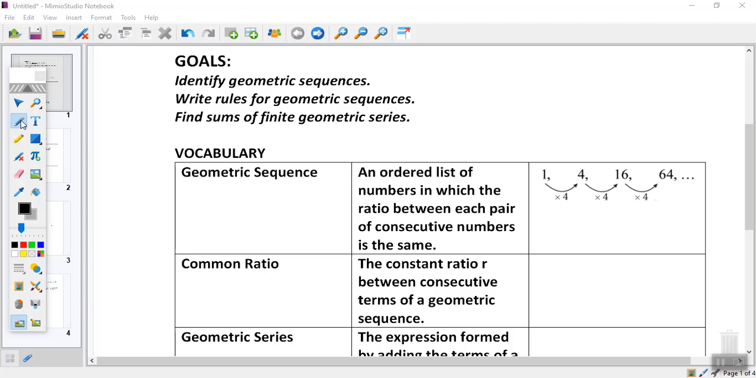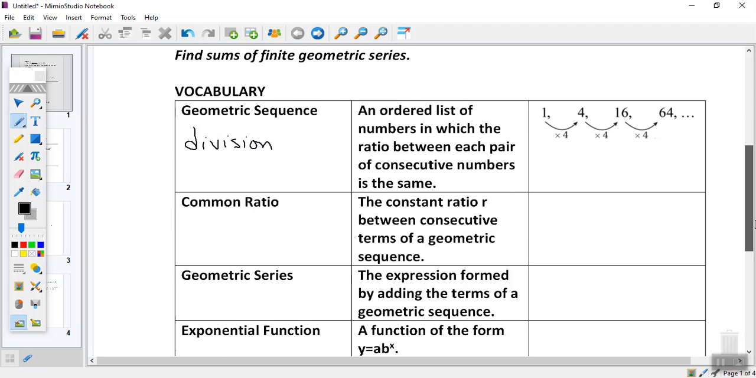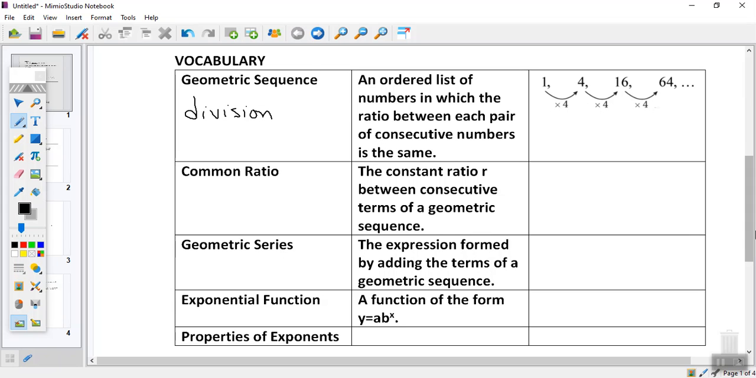I know they look at that by going by 4, but here's what I want you to think about. Geometric sequences, I want you to kind of think of division. Okay? And let me tell you why division. I'm going to draw some arrows up here. We kind of did this in 7.1 a little bit, identifying the patterns. But guys, what's 4 divided by 1 right here? What's 16 divided by 4? What's 64 divided by 16?